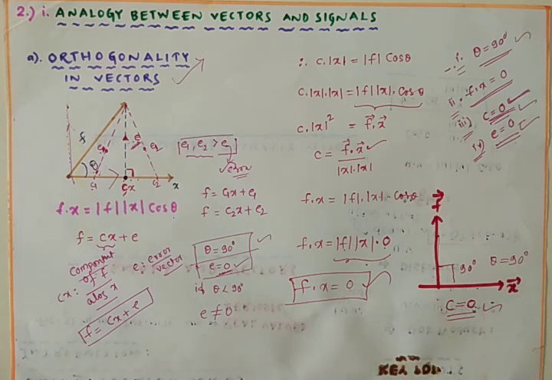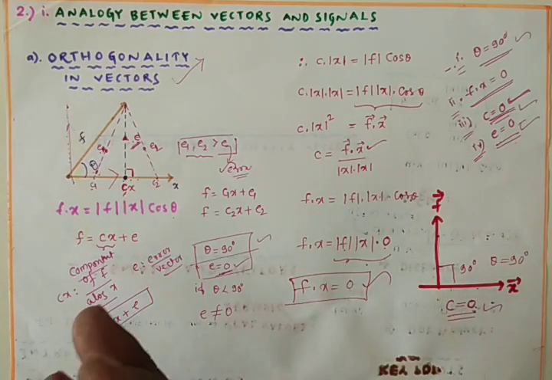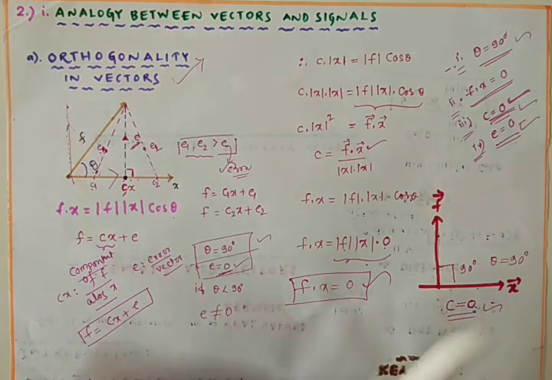The same 4 points we have to apply to the orthogonality in signals. Why have we studied orthogonality in vectors? Because signals are analogous to vectors. Basically all the signals are vectors only. So to understand the signals, first we revised the vector properties such as dot product, angle between two vectors, and distance between two vectors, and after that we apply the same concepts to study the signals, because signals are basically vectors only.